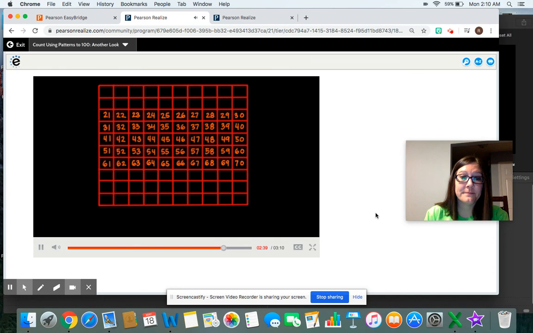Let's find these numbers: 32, 42, 52, 62. Are these numbers in the same row or the same column? Great job! These numbers are in the same column. What pattern do you see and hear? Each number has a 2 in the ones place. The tens go up by 1. That's all for now. Thanks for stopping by.